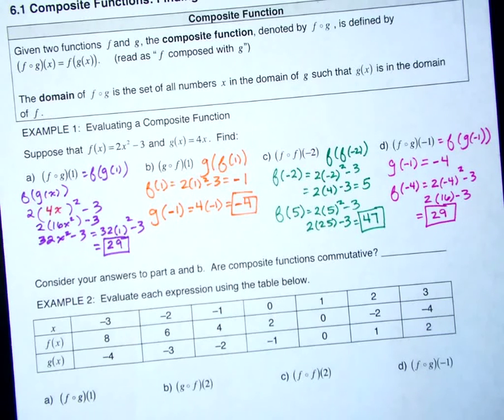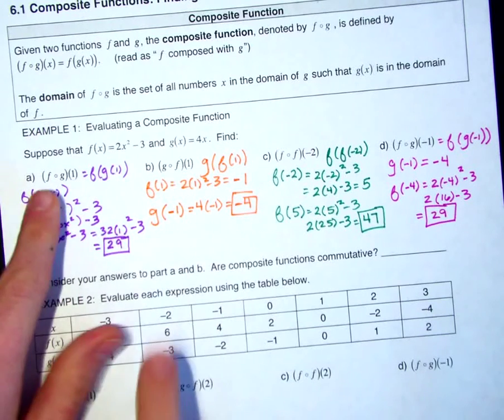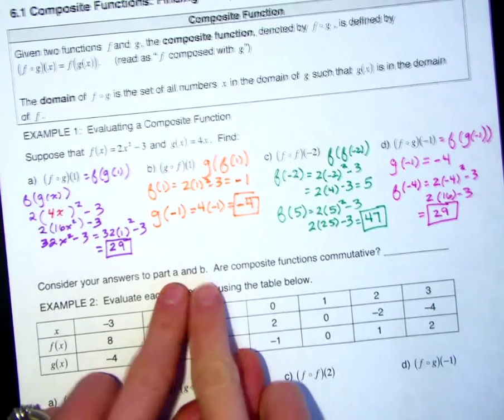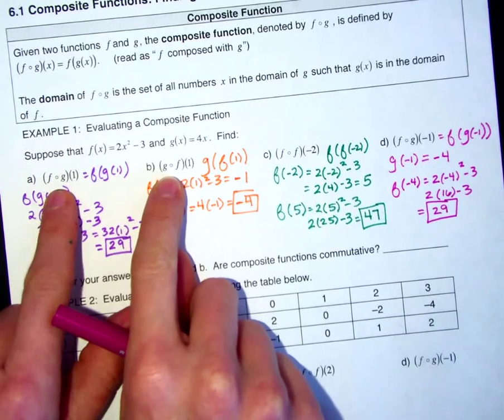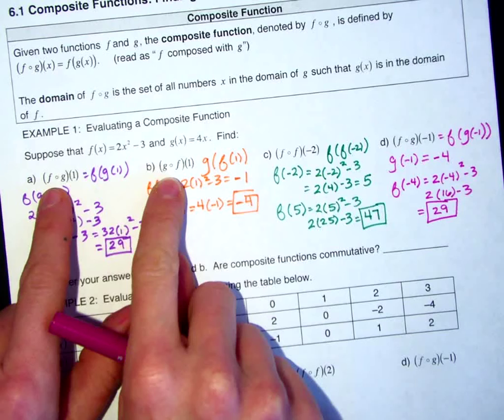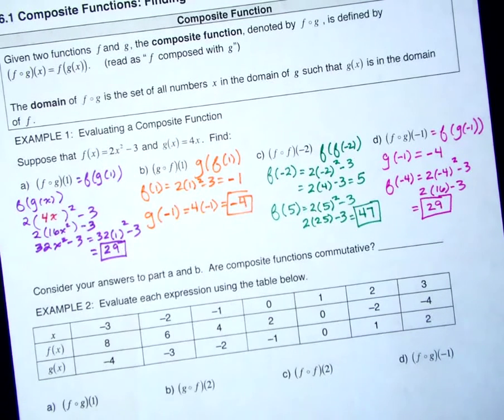Okay, I want you guys to take a look at A and B here. All right, so we're going to look at our answers for A and B. We have composite functions here, f of g of 1 and g of f of 1. And the question is, are they commutative? Why not?